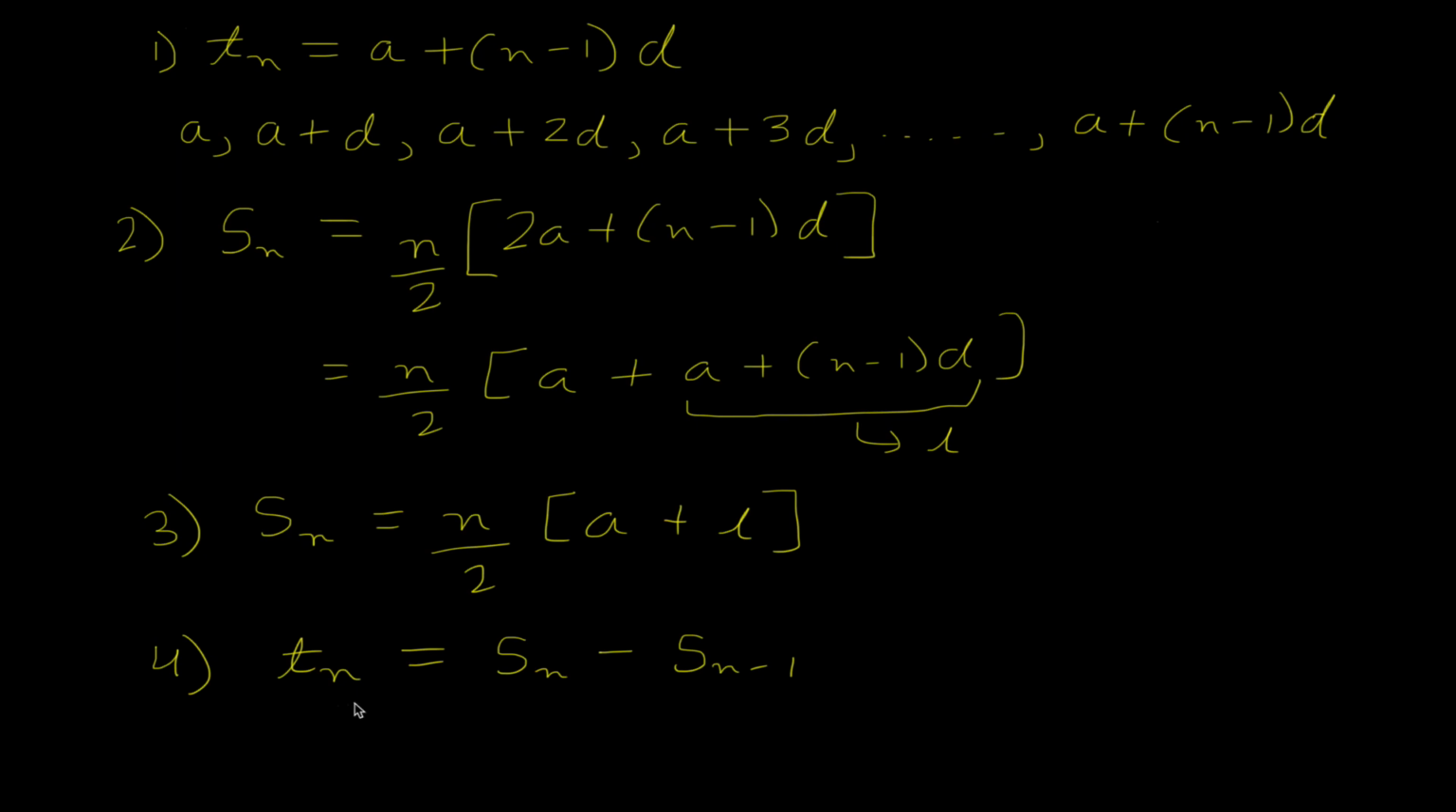The way you can think about this formula is that if you know the sum until the n minus 1th term, that is one term before this, and then if you add this term to it, tn, you will get the sum until the nth term. So if you know Sn and Sn minus 1, you just have to subtract them and then you get this formula. So these are the set of formulas that we need to keep in mind. And now we will solve some examples using these formulas.